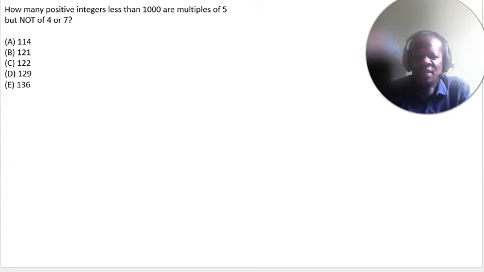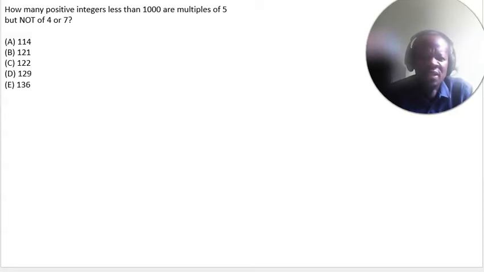So we are asked to find the multiples of 5 that are less than 1000. From that list, we remove the multiples of 4 or 7. Now, this looks like a question where you need to list items. If you go on that route, it will end up an absolute nightmare. So the best approach for this kind of problem is using set theory.